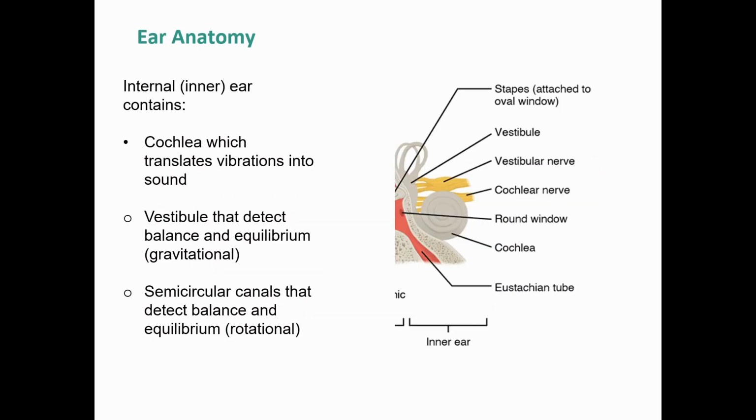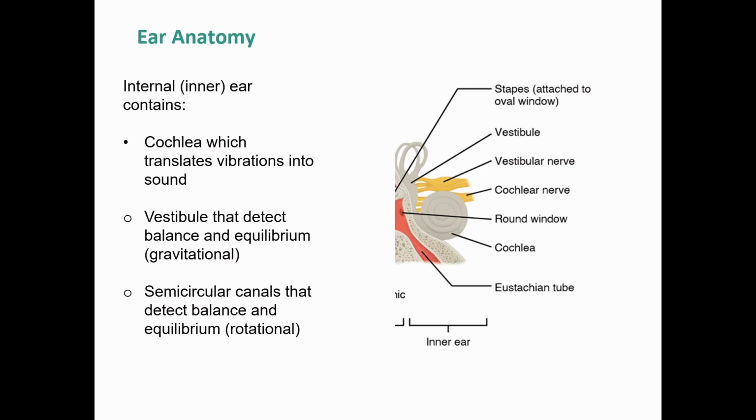Then we get to the inner ear. The inner ear has the cochlea. This is like the little snail shell that translates vibrations into sound. The vestibule, which is like the snail's body or head, detects balance and equilibrium in terms of gravitational equilibrium. And then the semicircular canals, you have 3 of them.